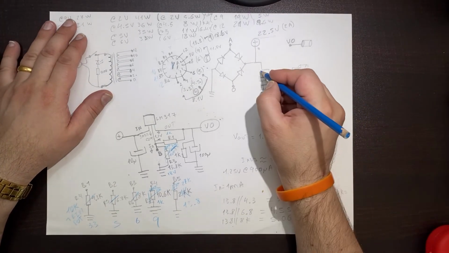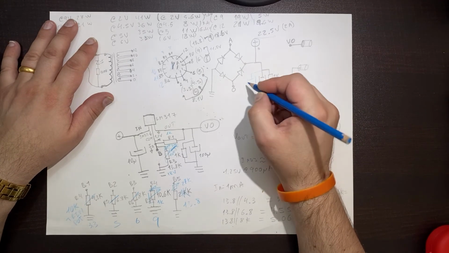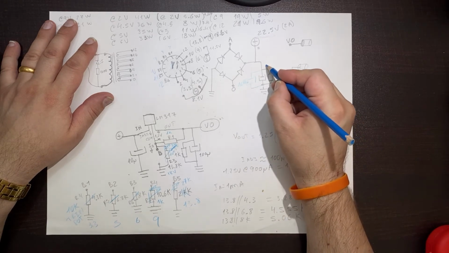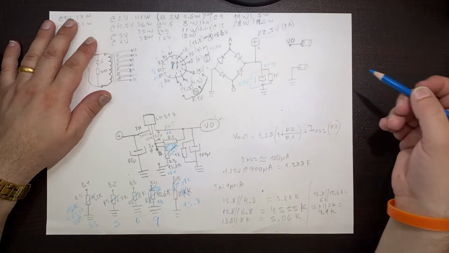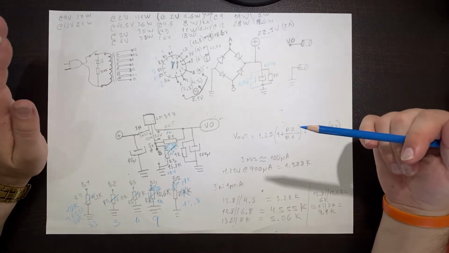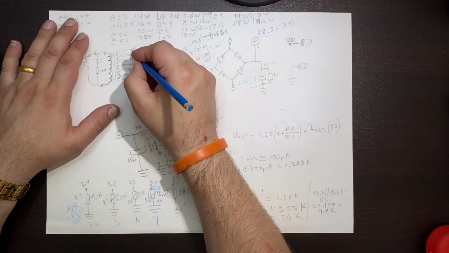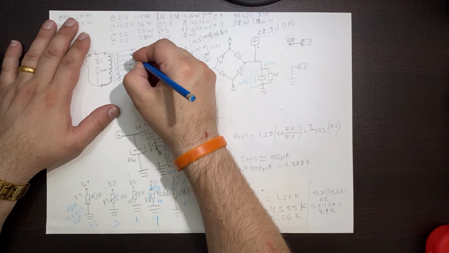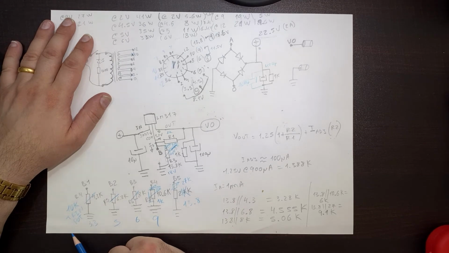Okay, that is it. Here I added another bulk capacitor here, which is 1000 micro. This is 470 micro. Bleed resistor is the same, basically everything's the same. This is not connected, and this is not connected.